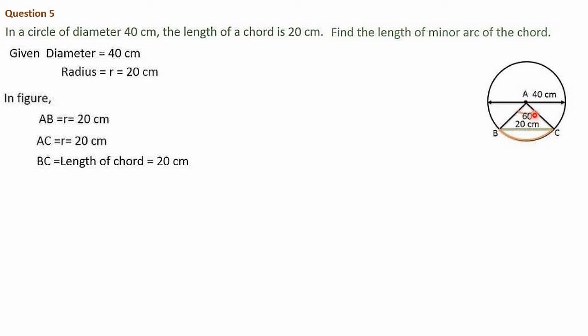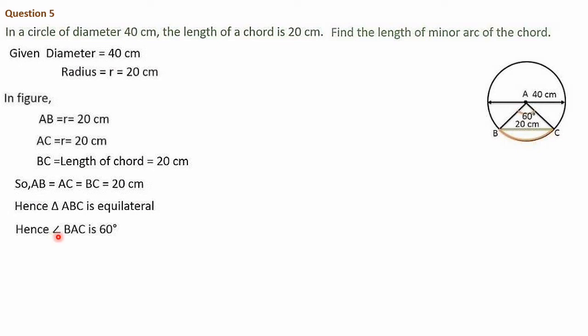Means 180 by 3. All three sides equal means all three angles also will be equal. Total 180 degree is the angle. Dividing equally into three portions means each one will be getting 60. So AB equal to AC equal to BC equal to 20 centimeter. Triangle ABC is equilateral, we have discussed. Hence angle BAC is 60 degree.